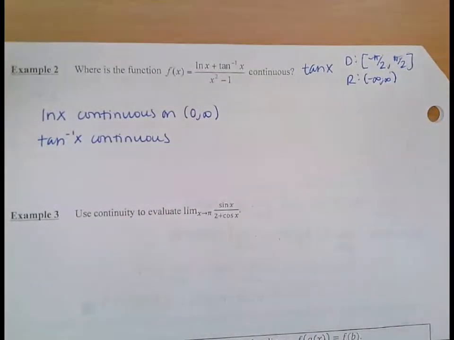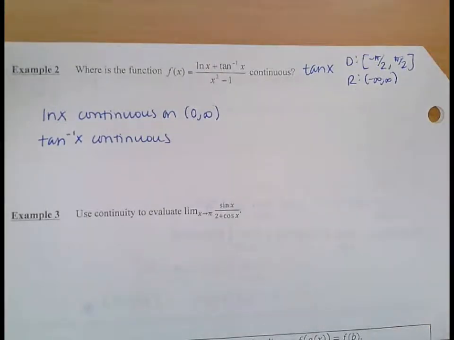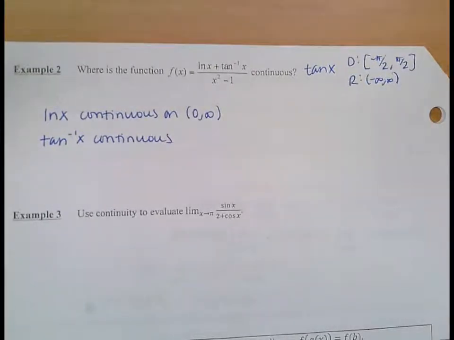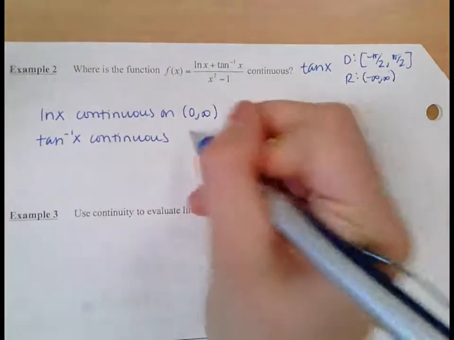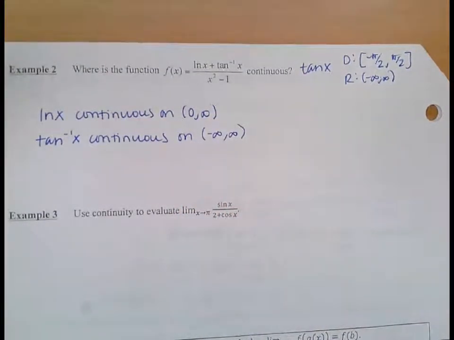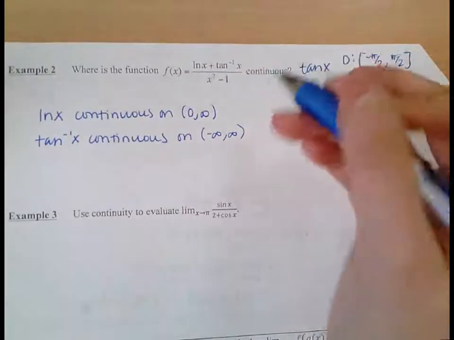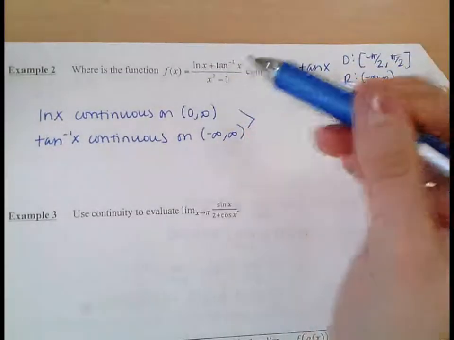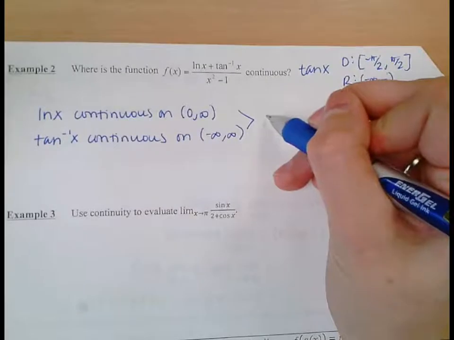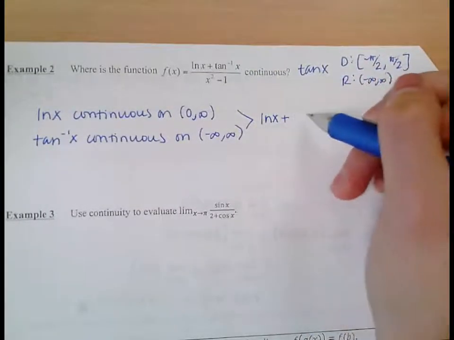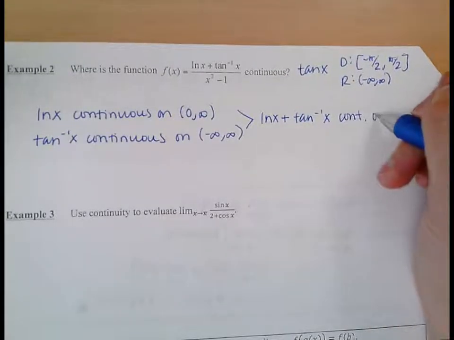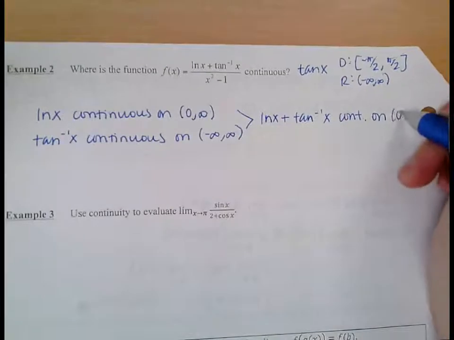The domain for inverse tangent is all real numbers. The range for inverse tangent is negative pi over 2 to pi over 2. Okay, so on the top, because these two functions are added together, we have to find the intersection of these two intervals. What values do they share? So overall, the natural log of x plus the inverse tangent of x is continuous on, where these overlap, just 0 to infinity.